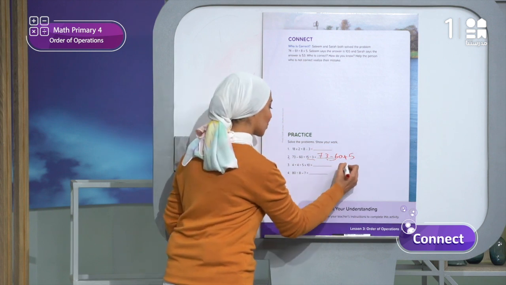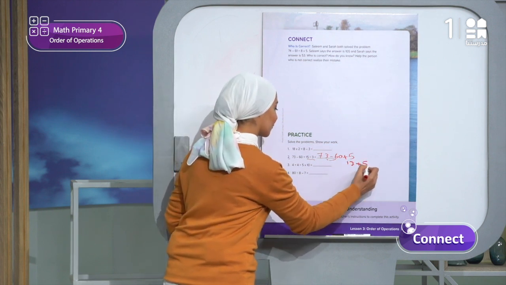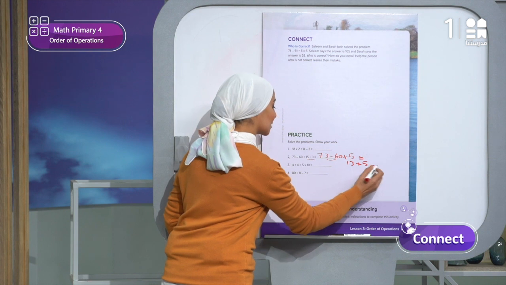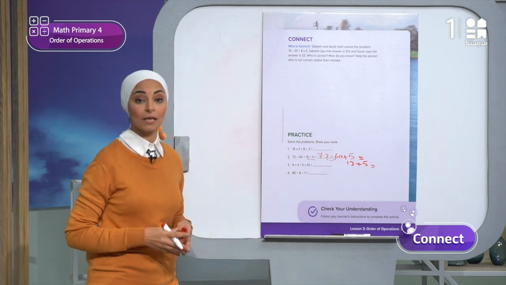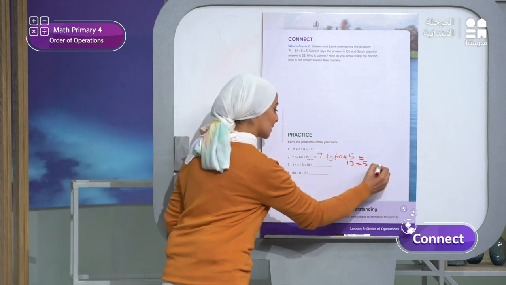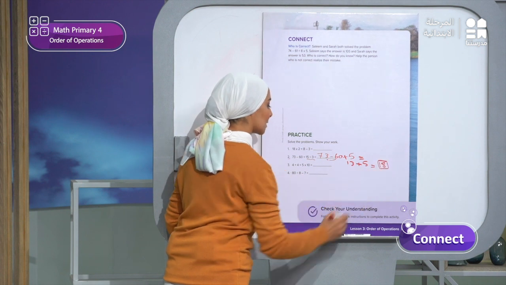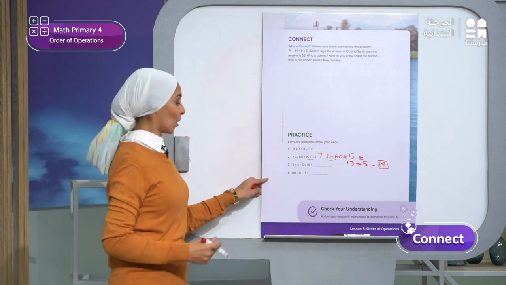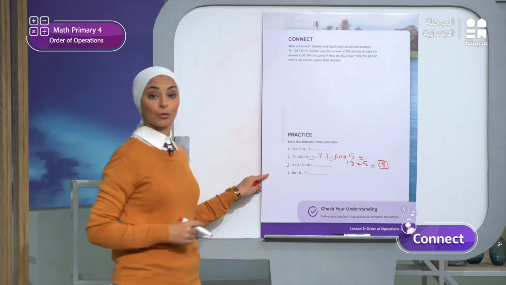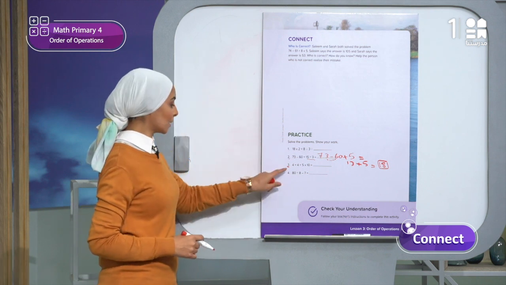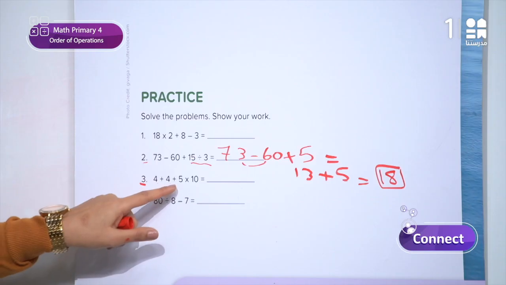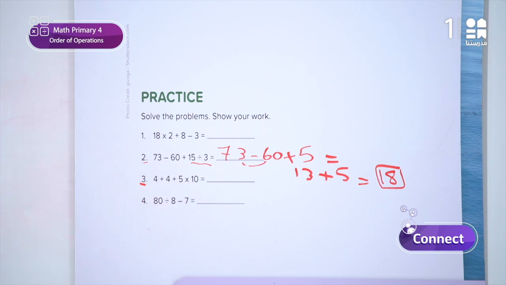So I will do 13 plus 5. So 13 plus 5 equals what? 13 plus 5 gives me 18. Okay, and this is the answer. Now, let's move to problem number 3. Problem number 3 says 4 plus 4 plus 5 times 10.